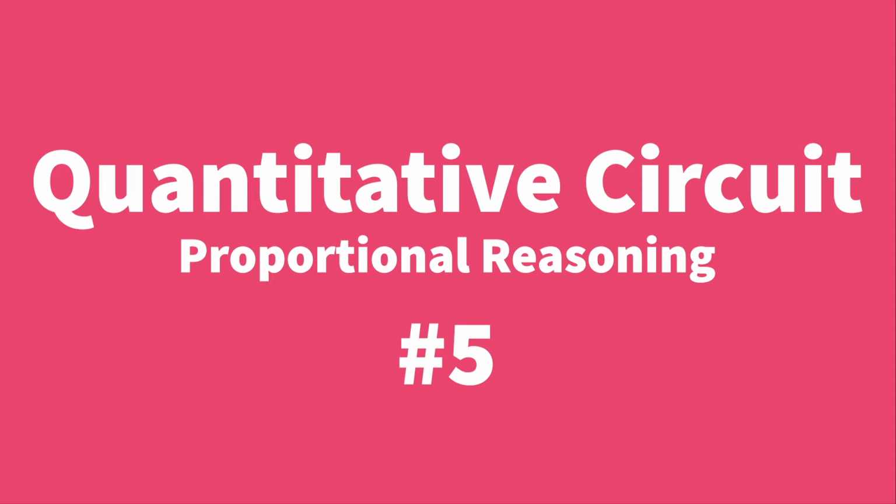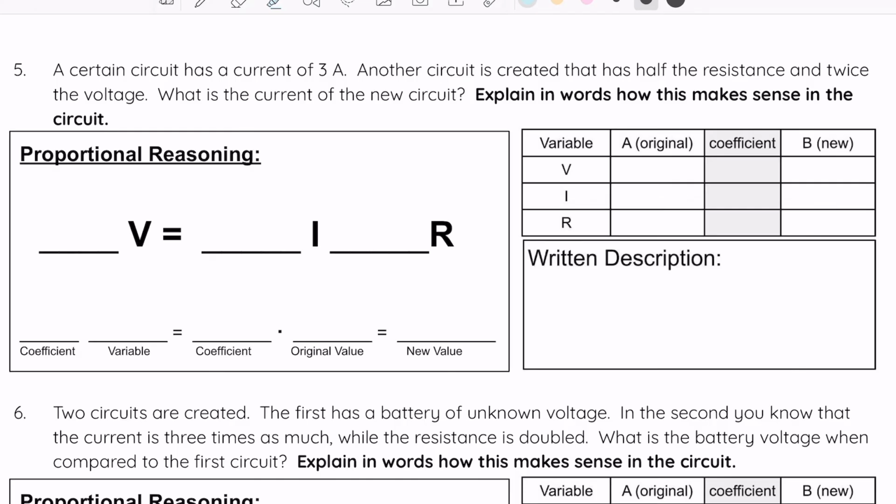Hello, so we have quantitative circuit proportional reasoning number 5. What we have here is a circuit that has a current of 3A, and another one has half the resistance and twice the voltage. And so what we're looking for is the current of the new circuit. So our unknown here is going to be the current of the new circuit.